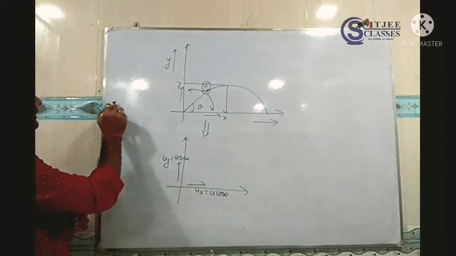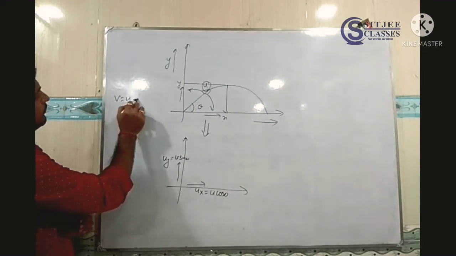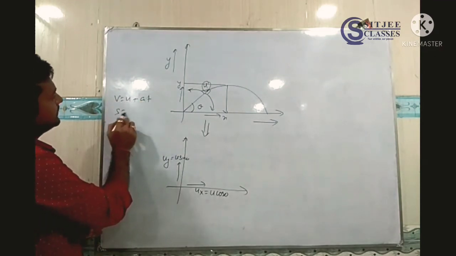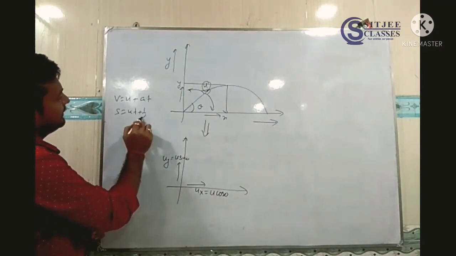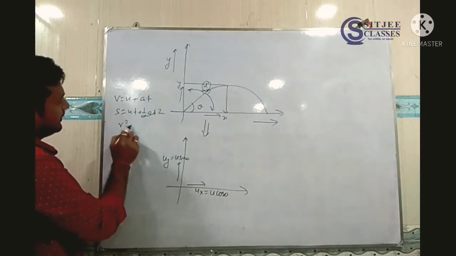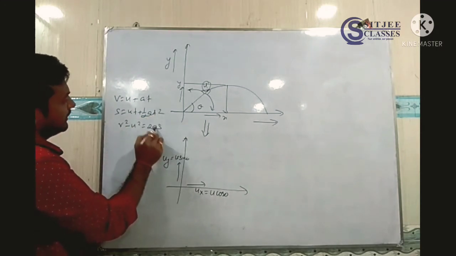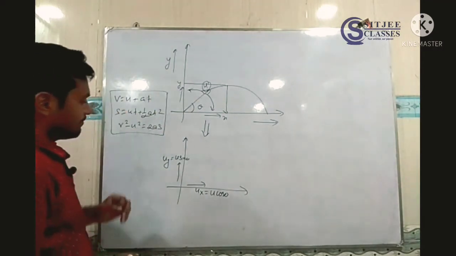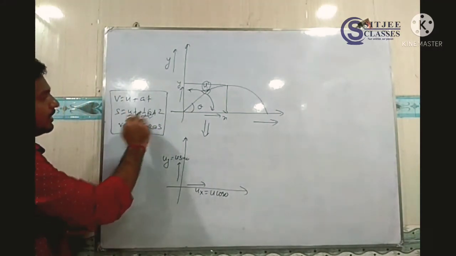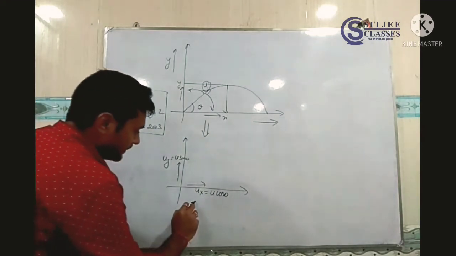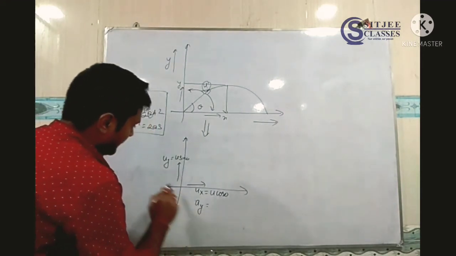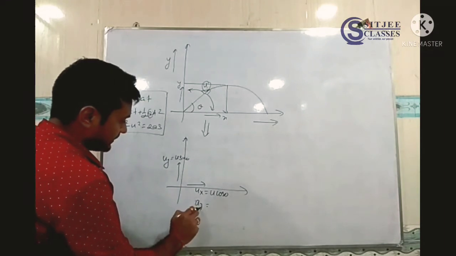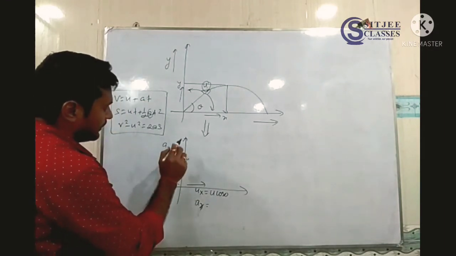After this, if you remember these three equations, v equal to u plus at, s equal to ut plus half at square, and v square minus u square equal to 2as. These three formulas are equal. You can see here in this we need the acceleration part also. So let us take here ax and ay.